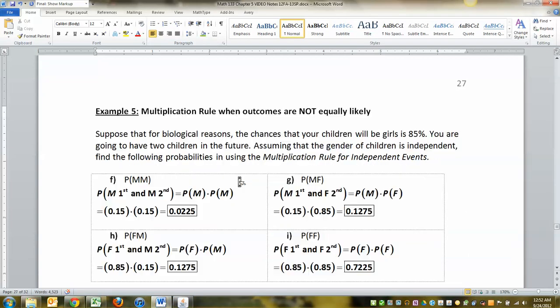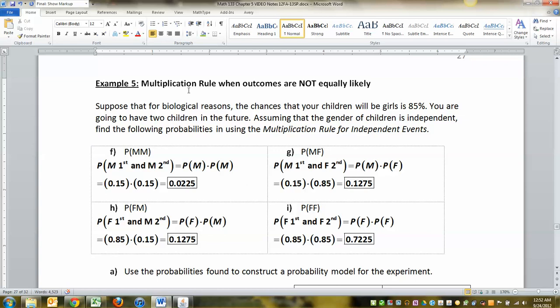Okay, so let's see what happens if they're not equally likely, right? What happens if it's not a 50-50 shot? So assume for some biological reason the chances of your children being girls is 85%. Okay, so if that's the case, and again, assume that it's independent still, but you just have girls 85% of the time. So what's the probability of male, male? Well, that's the probability of male times the probability of male, but that's 15% times 15%, because 85% of them are girls, 15% of them are guys. That's a complement rule thing, right? They got to add up to 1.